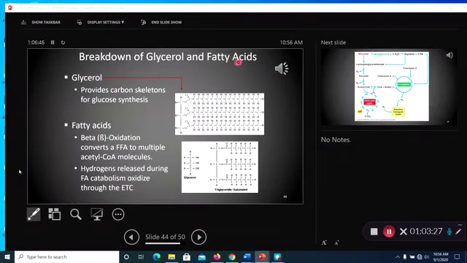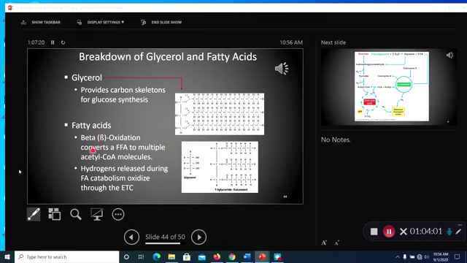Breakdown of glycerol and fatty acids. So glycerol provides carbon skeletons for glucose synthesis. So here's a triacylglycerol. Here's the 3 fatty acids. 1, 2, 3. Let's count how many carbons there are. 1, 2, 3, 4, 5, 6, 7, 8, 9, 10, 11, 12, 13, 14, 15, 16. I forgot to count this one. So these are 16 carbon structures. Then this is the 3-carbon glycerol, these 3 carbons on the side here.